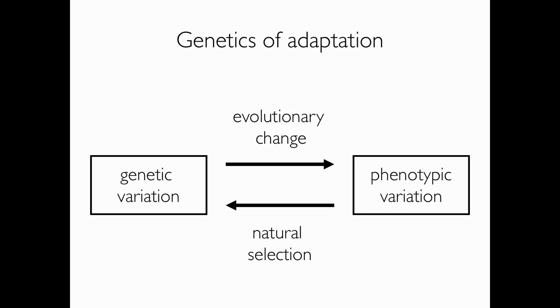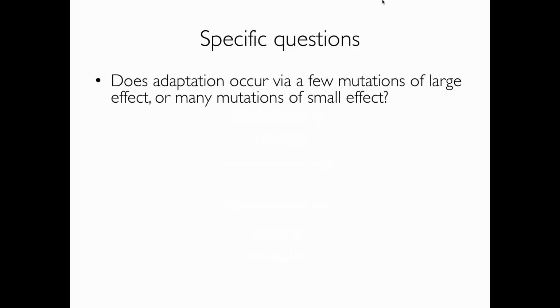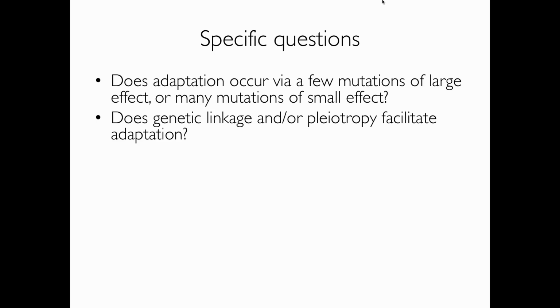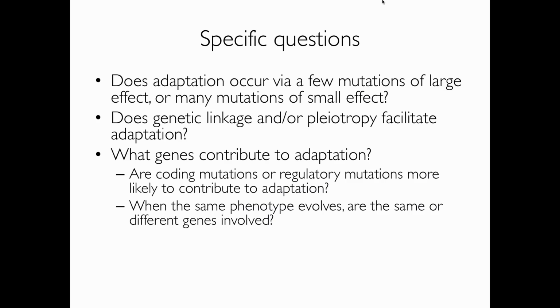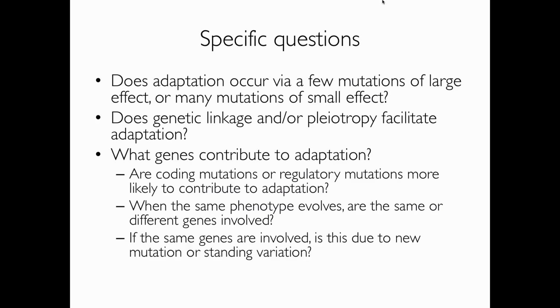Now, the specific questions that I've been thinking about for a long time now is this classic question, which Jonathan touched on a little bit last night: does adaptation occur via few mutations of very large phenotypic effect, or many, many mutations of very small effect? I'm also interested in understanding whether things like genetic linkage or pleiotropy might facilitate rapid adaptation to different environments. And ultimately, as my developmental genetics background leads me to want to know, what are the actual genes that contribute to adaptation? Specifically, we'd like to understand whether coding mutations or regulatory mutations are more likely to contribute to adaptation. When the same phenotype evolves, is it because different genetic mechanisms are used or the same genetic mechanisms? And if it is the same genes, is it due to new mutation or standing variation in the ancestral population?